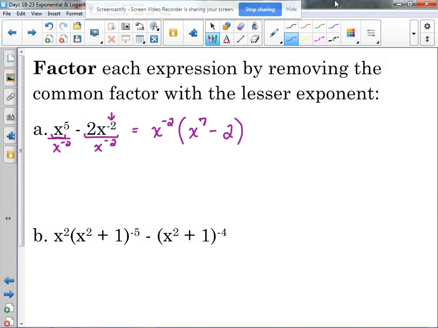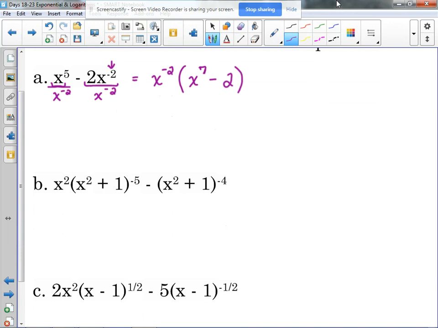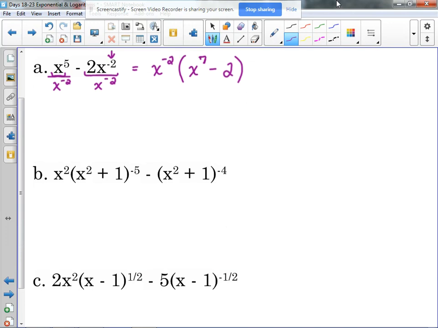Just kind of a weird idea here with these negative exponents. Let's look at that next example. We have x squared times (x squared plus 1) to the negative fifth minus (x squared plus 1) to the negative 4. So it kind of looks like we've already factored something out here because we've got an x squared in front of a set of parentheses. But you need to focus on the fact that these are your two terms. x squared times (x squared plus 1) to the negative fifth is the first term. (x squared plus 1) to the negative fourth is the second term. So what do they have in common?